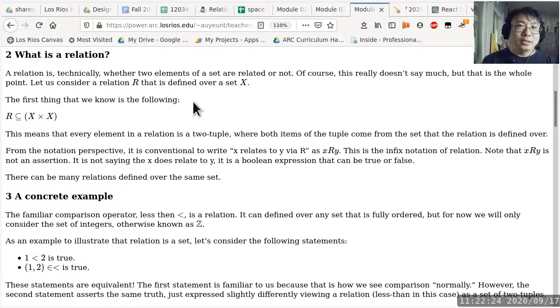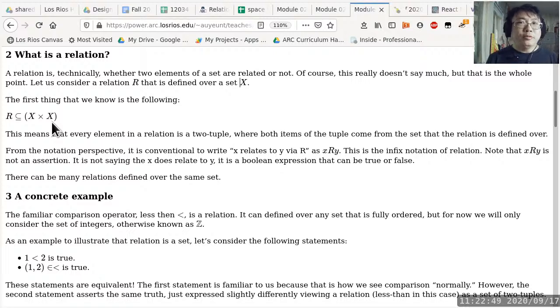Technically speaking, mathematically speaking, if you give me a set X, I can now say, let's look at a relation R defined over X. That's basically just how we write those terms. So the first thing we know is R is a subset of the Cartesian product of X and X itself.